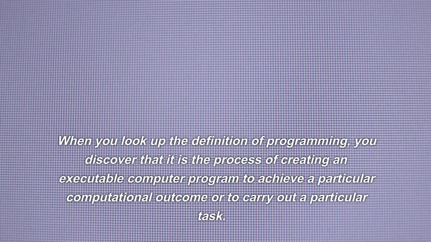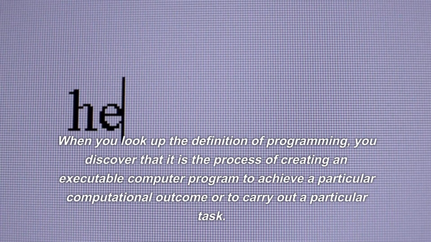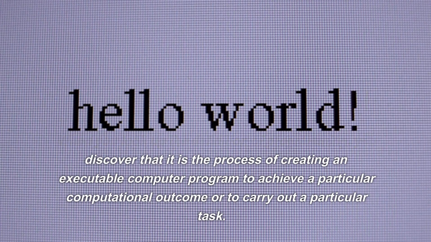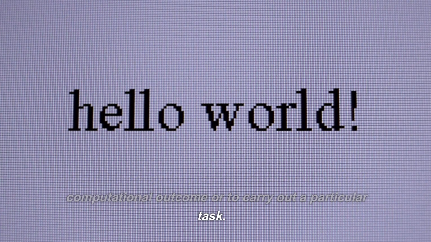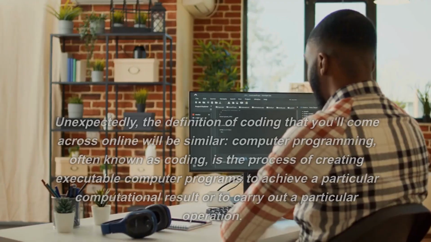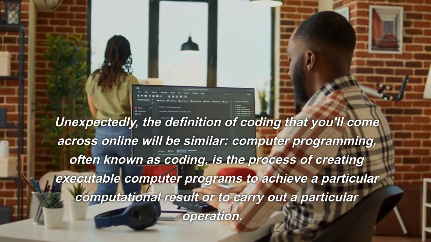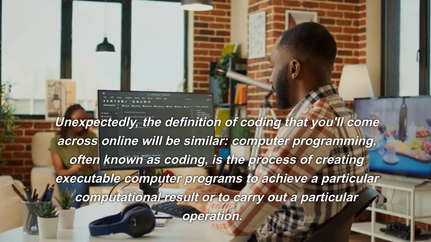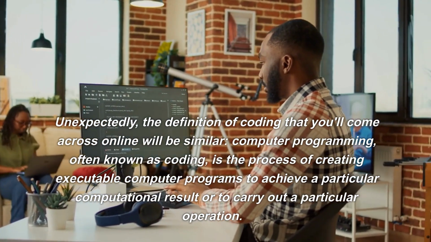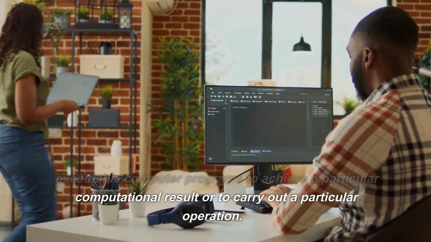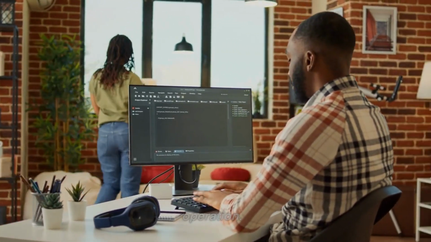When you look up the definition of programming, you discover that it is the process of creating an executable computer program to achieve a particular computational outcome or to carry out a particular task. Unexpectedly, the definition of coding that you'll come across online will be similar. Computer programming, often known as coding, is the process of creating executable computer programs to achieve a particular computational result or to carry out a particular operation.